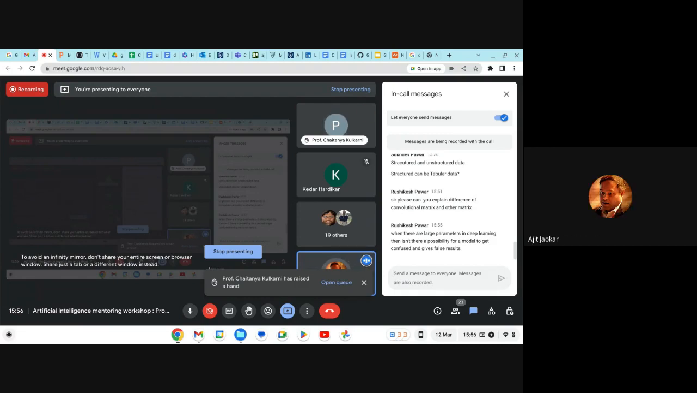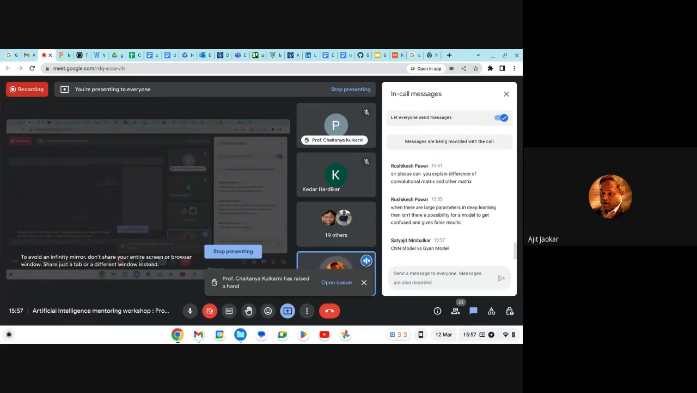So there are two more questions here on the chat. The difference between a convolution matrix and the other matrix. So convolution matrix and normal matrix are just matrix multiplications. The main difference in the convolutional neural network is that the convolution operation is a smaller matrix, and it represents something, in this case a particular feature which you think exists in the image. That's the main difference.